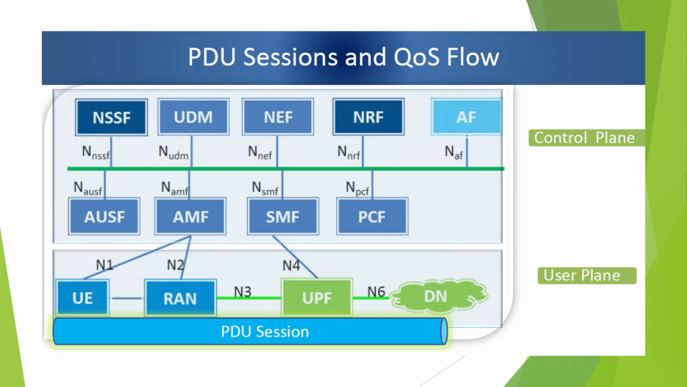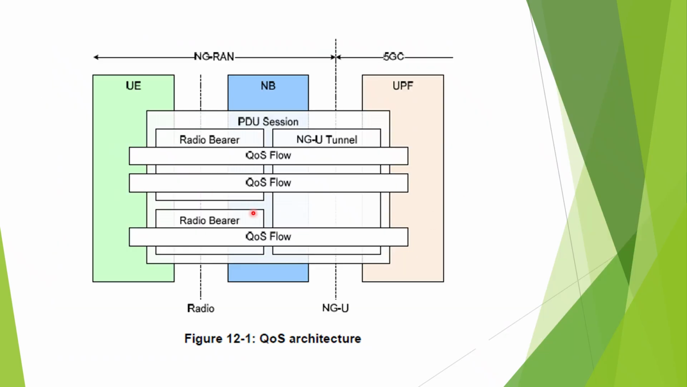For the description of the data bearer, we can look at this quality of service architecture. This quality of service architecture includes three major terminals: the user equipment terminal, the gNodeB, and the UPF. In the PDU session established between the UE and UPF, different quality of service flows will be available. The radio bearer is present between the user equipment and the gNodeB.